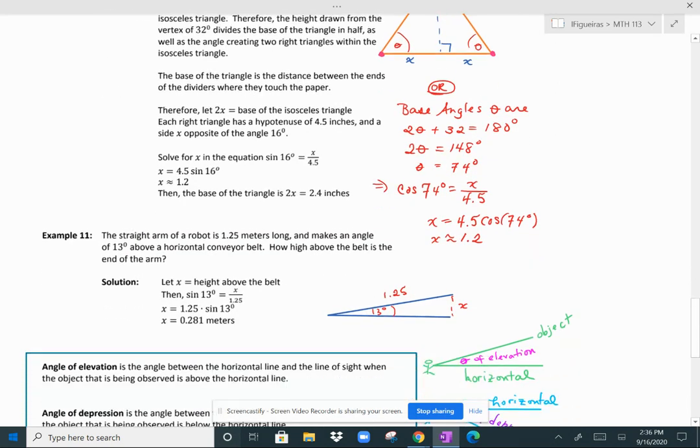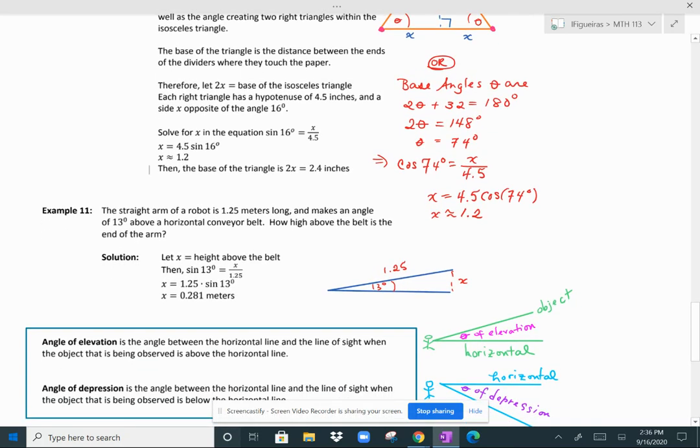All right, so here's another one. The straight arm of a robot is 1.25 meters long and makes an angle of 13 degrees above a horizontal conveyor belt. How high above the belt is the end of the arm? All right, so here's my robotic arm. We were told it's 1.25 meters long. Here's the floor down here, and we want to know how high above, they called it a belt, not the floor. So how high above the belt is this robotic arm, so I need to solve for this variable x.